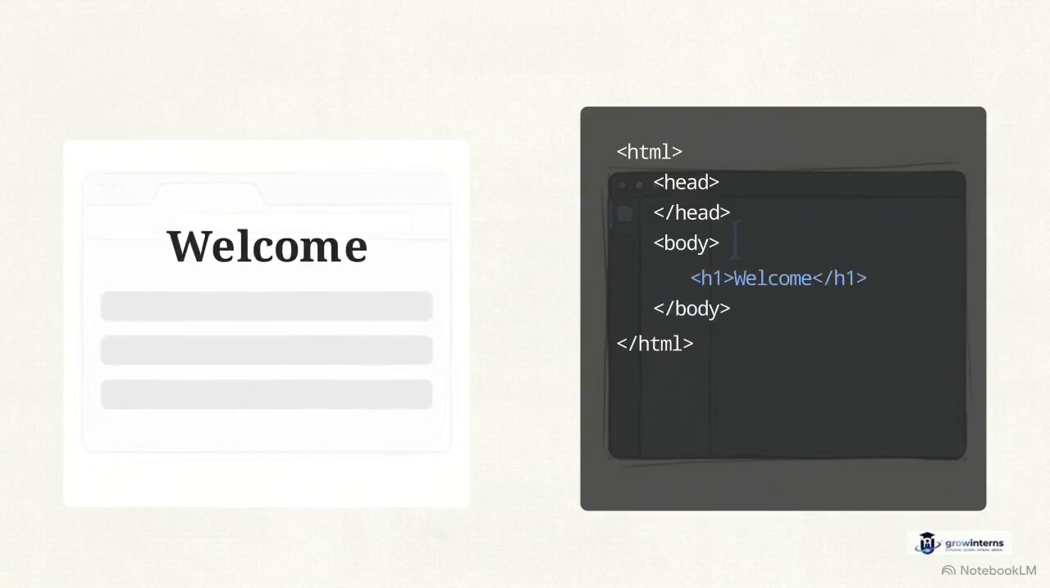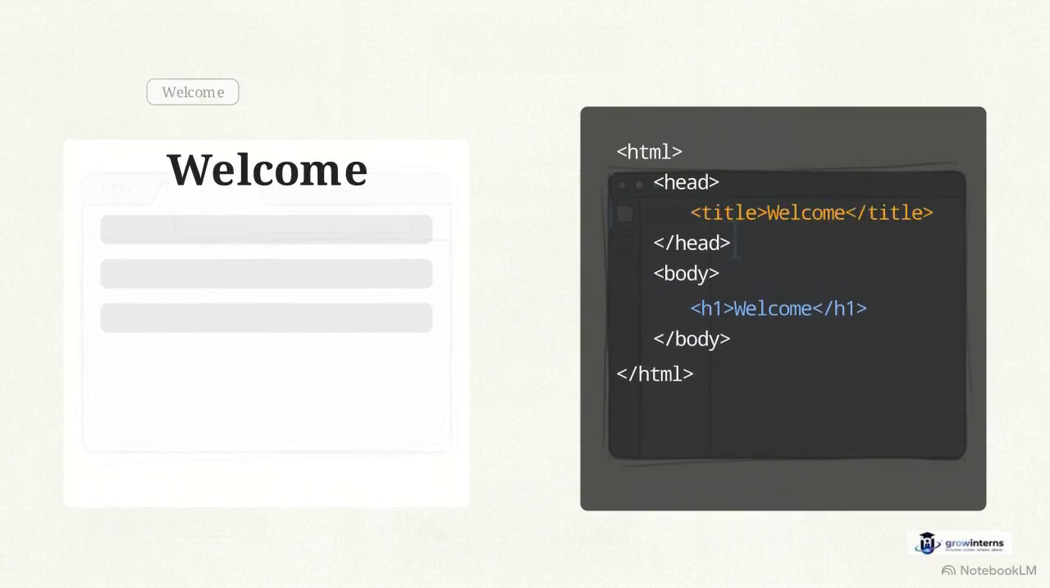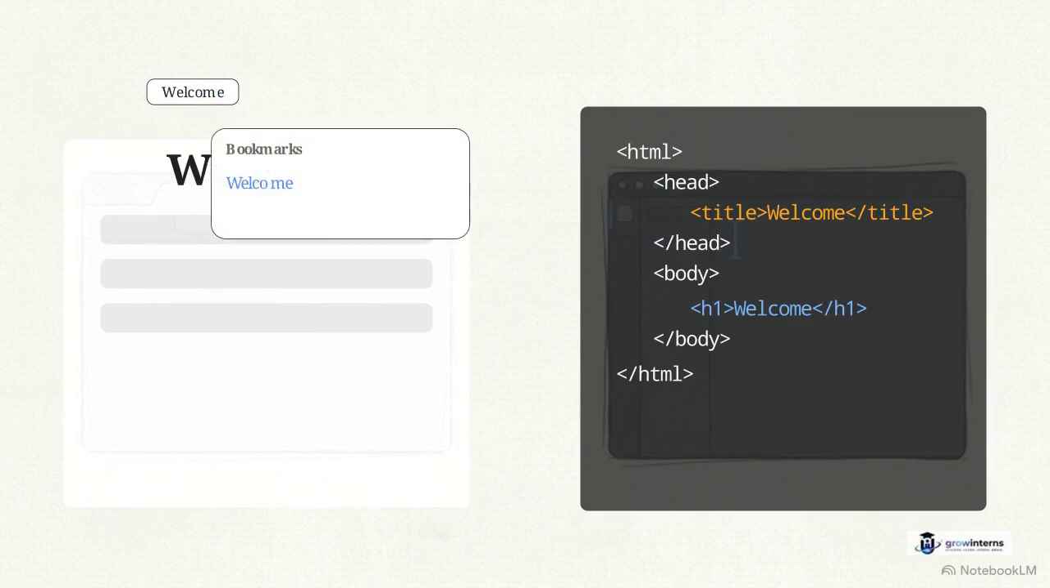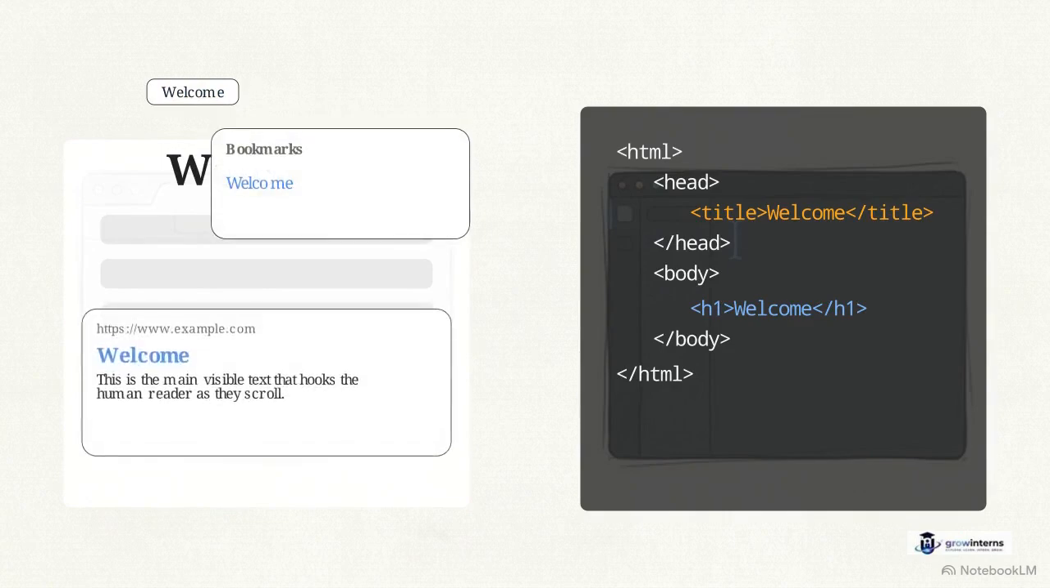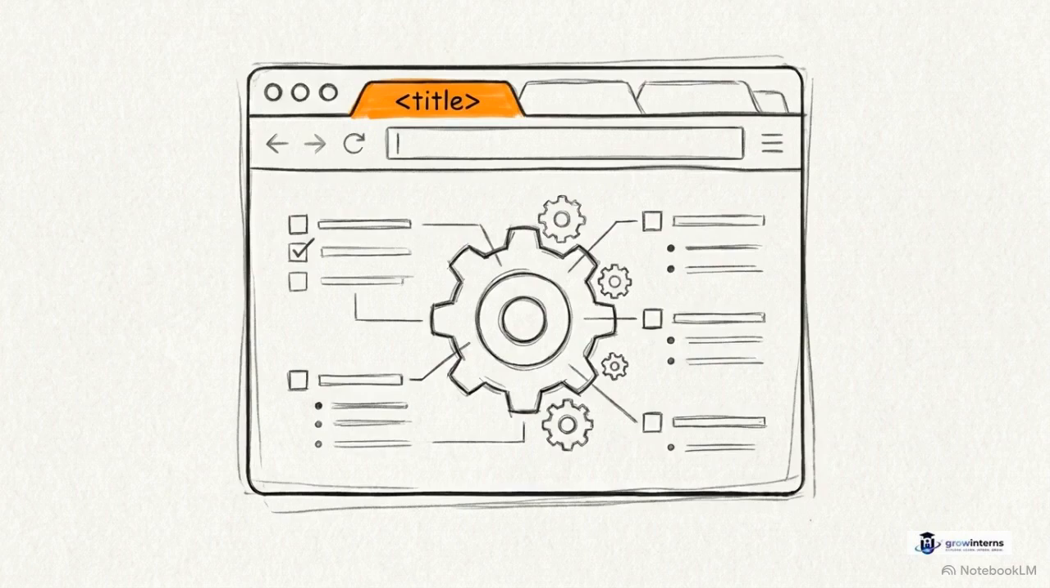The H1 tag lives inside the body element. This is the large visible text that hooks the human reader as they scroll through the main canvas of the page. The title tag, on the other hand, belongs exclusively in the head. Notice how the main canvas doesn't change at all here. The title only shows up in the browser tab, in bookmark menus, and as the clickable link in search engine results. The H1 talks to the person reading the screen. The title talks to the browser organizing the windows.